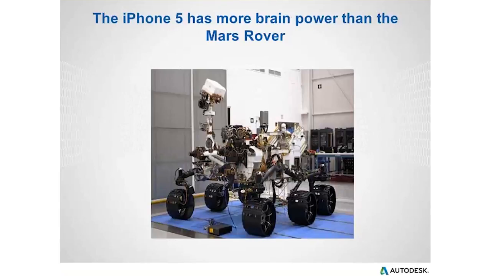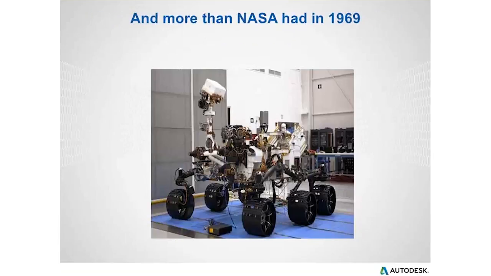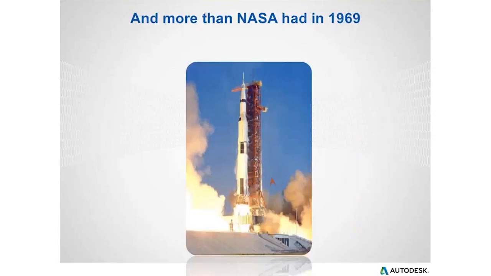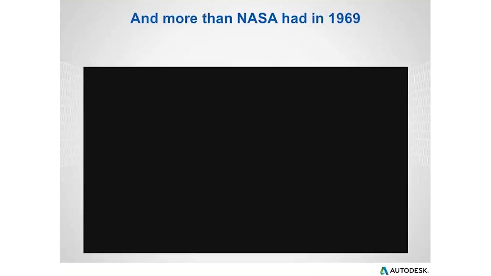And just some more facts for you. The iPhone 5 has more brain power than the Mars rover did. That's a pretty amazing statistic. And back in 1969, they had less computing power than we have on our iPhone 5. Not even the 6, just the 5. They were able to do amazing things with that much power, right?